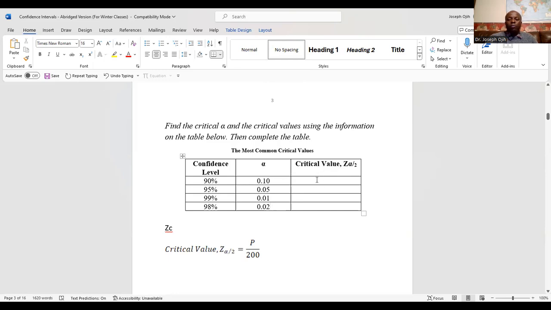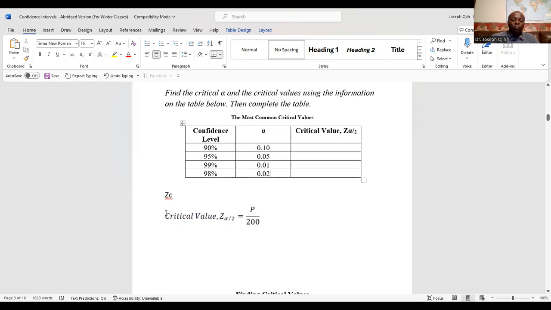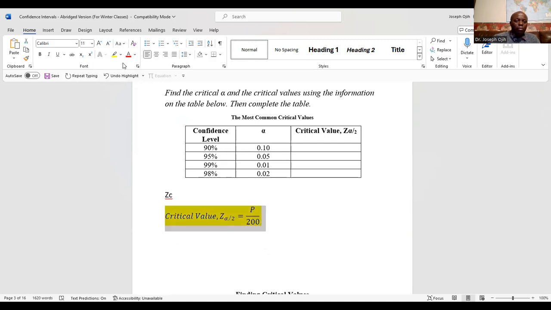Now, let us calculate the critical values. There are other methods we can use to calculate the critical value, but for confidence interval, I have this shortcut formula. Z alpha over 2. Why alpha over 2? Because it's two sides. Remember, the lower side and the upper side, lower interval, upper interval. So it's alpha over 2. And because percentage is over 100, and we're talking about two sides, that's why I have P over 200.